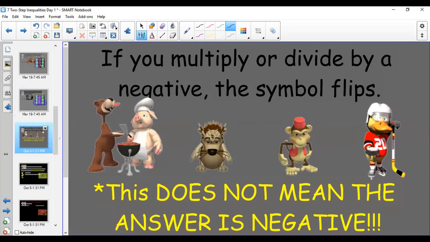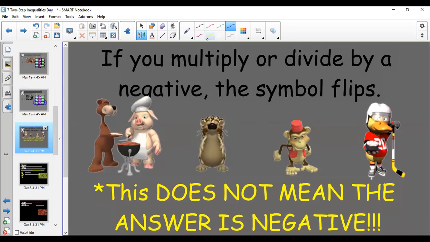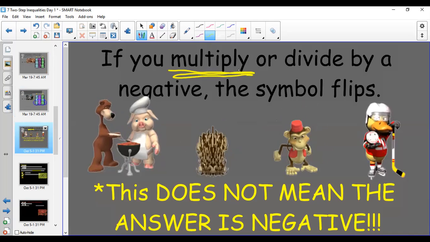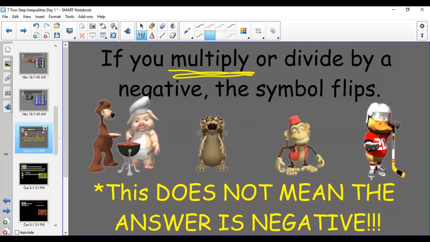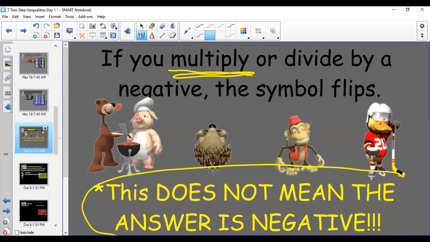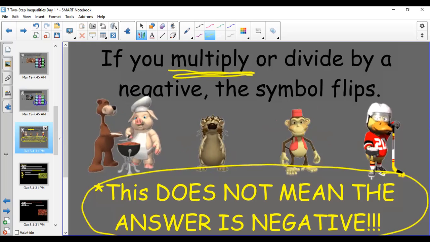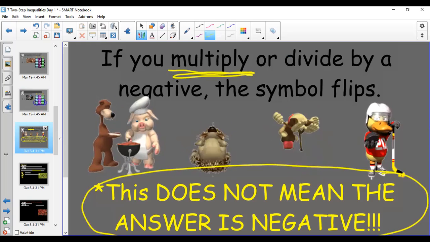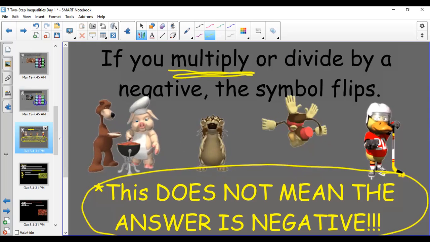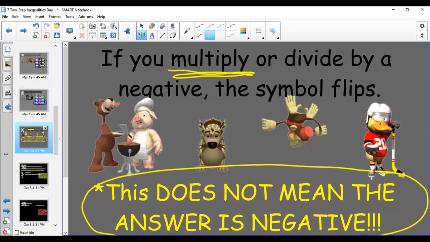So we discovered that if you divide by a negative, the symbol flips, but also if we multiply both sides by a negative, the symbol would also flip. And keep in mind that this does not mean your final answer is negative. That has nothing to do with it. It is literally the step that you write on both sides. Are you dividing both sides by a negative? If so, you need to flip the symbol. Or if you multiply both sides by a negative, you need to flip the symbol.